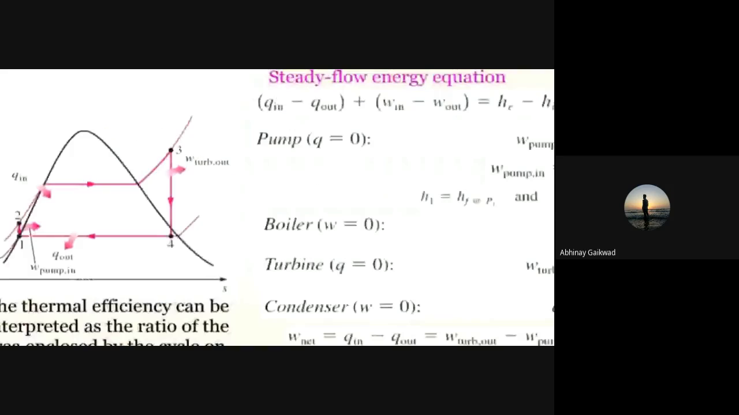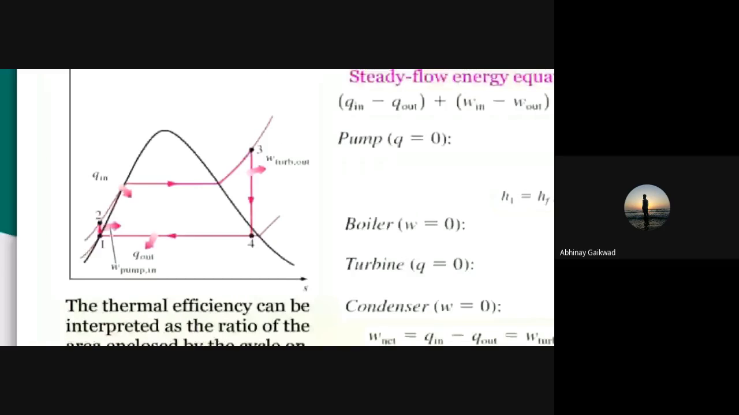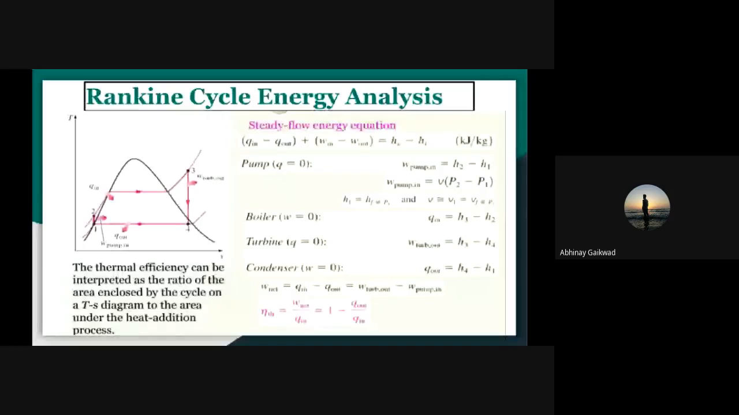Here I have shown in the diagram also. h2 minus h1, this is our wp. Then again, by simplifying using the thermodynamic relation, I can say v, that means the specific volume, in bracket p2 minus p1. That means the pressure at state 2 and at state 1, p2 minus p1. So from that formula we'll get the wp, that means the input work at the pump.